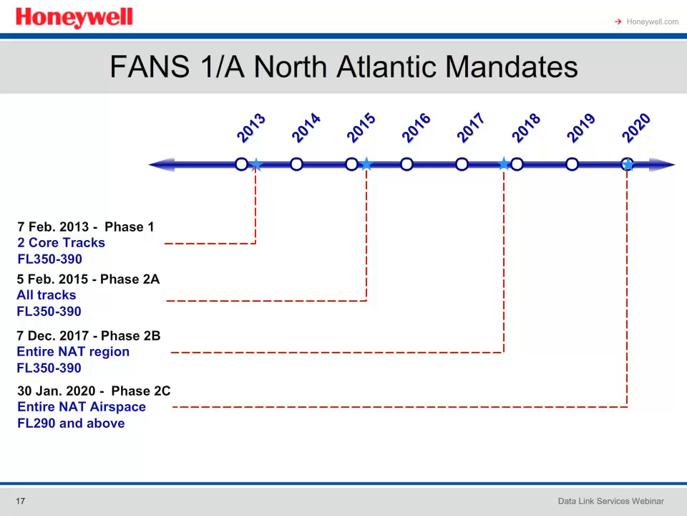The first phase of the data link mandate was effective on February 7, 2013, which designated two core tracks of the North Atlantic organized track system between flight level 350 to 390 as FANS-equipped routes only. The next phase will be implemented on February 8, 2015, which expands the FANS requirement to the remaining tracks between flight level 350 to 390. December 7, 2017, the mandate will expand to the entire NAT region, and the final phase in 2020 will include all MNPS airspace above flight level 290.